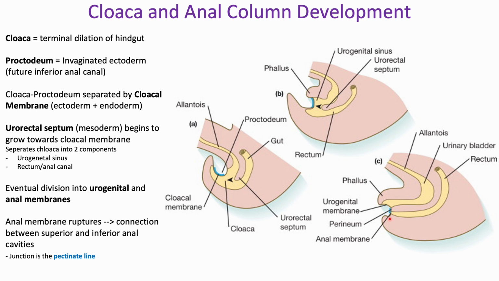Okay, so eventually, as you continue to develop, that anal membrane is going to rupture, and that is going to allow connection between the superior and inferior anal canals. So that superior anal canal being derived by components of the hindgut, that inferior third of the anal canal being derived by regions of the proctodeum, which is ectoderm. Okay, the junction of those two components, so going from endoderm to ectoderm derived components, that is going to be known as the pectinate line.